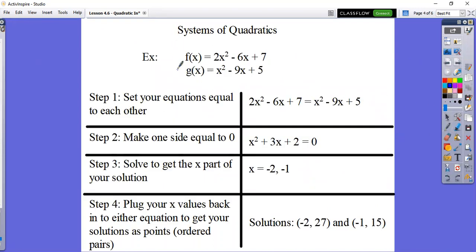For systems of quadratics, we're going to set our equations equal to each other. So I've got 2x squared minus 6x plus 7 equals x squared minus 9x plus 5. We're going to make one side equal to 0.